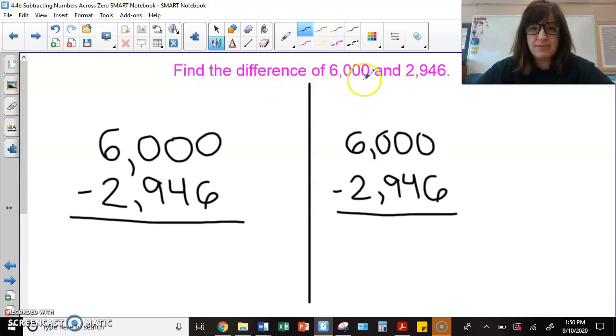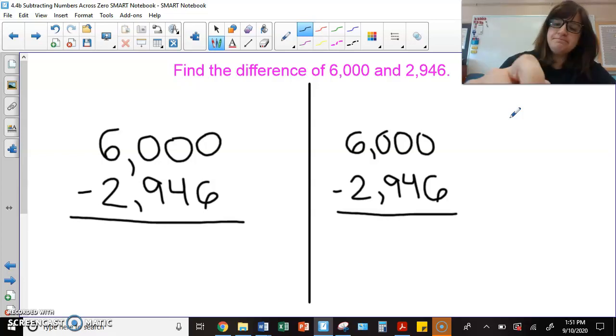So let's look at this problem up here. It says to find the difference of 6,000 and 2,946. I know that the word difference means the answer to a subtraction problem. It's how much there is different between the two numbers.